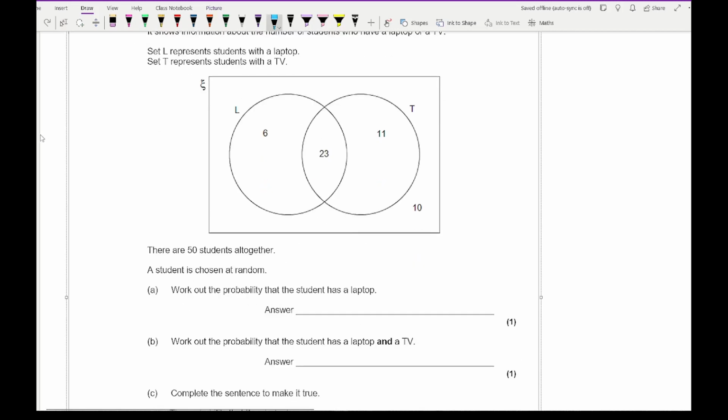So in terms of the total number in L, that's going to be 6 plus 23, which is 29, over the grand total, which is 50. Then it says work out the probability that the student has a laptop and a TV, which is the middle section. So that's going to be 23 over 50.